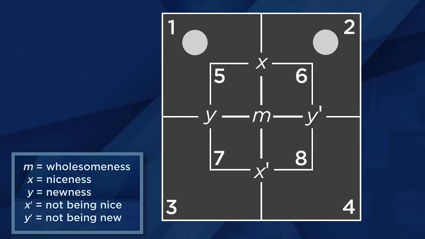Likewise for the gray counter in region 2. It says there are no cakes that are nice, not new, and unwholesome, but there might still be nice but not new cakes in region 6.